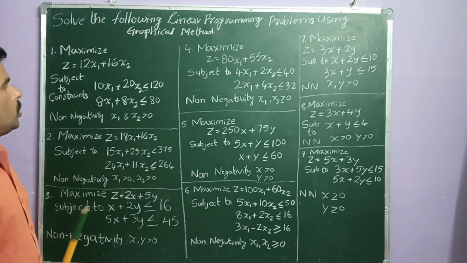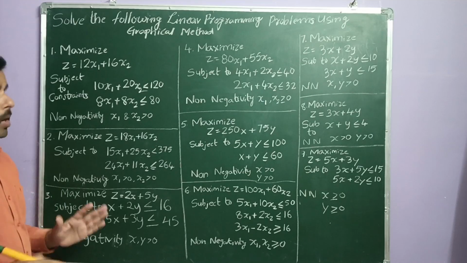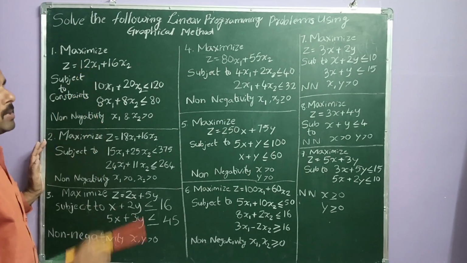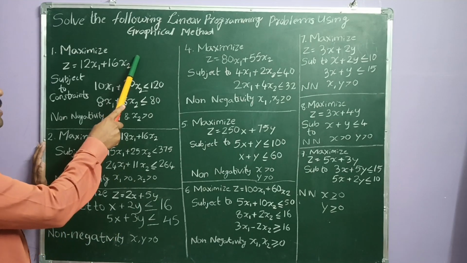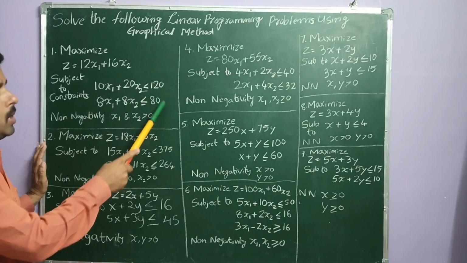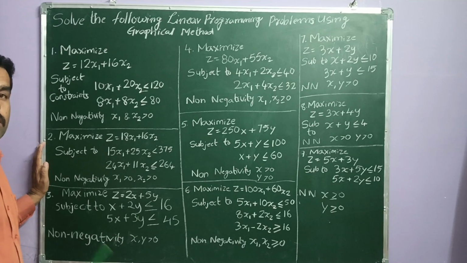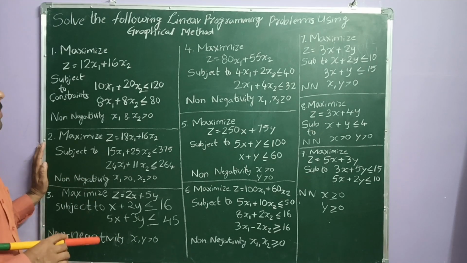First, we have to focus on this question properly. Maximize z equals 12x1 plus 16x2. This is the objective function and this is the subject to constraints. Two constraints are given. Based on these two constraints, we are going to draw a graph, and with the help of that graph, we are going to find out the corner points.